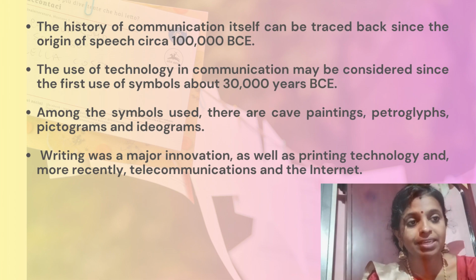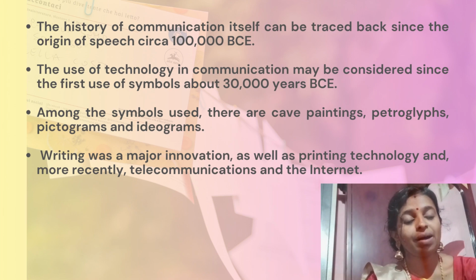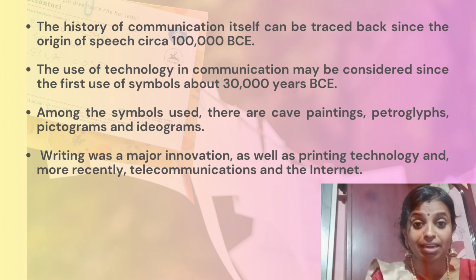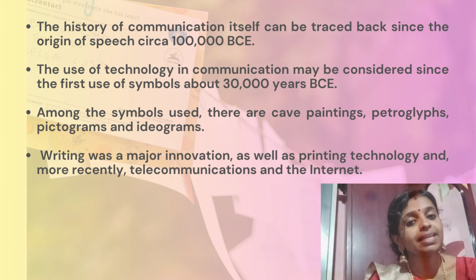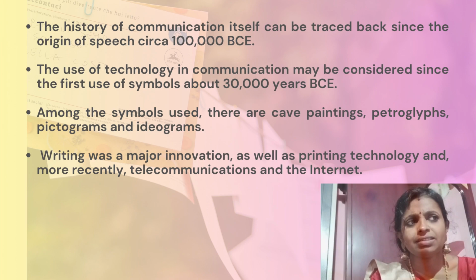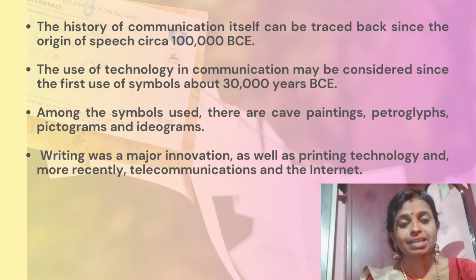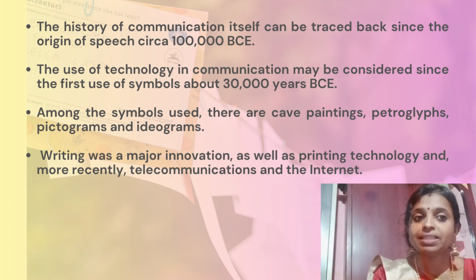The use of technology in communication may be considered to begin with the first use of symbols about 30,000 years BCE. That first technology is the use of symbols. There was no other kind of technology because language was not even invented during that time. So they communicated by using symbols, which may be symbols related to sounds or symbols related to the things they represent. They used symbols from 30,000 BCE onwards. Among the symbols used are cave paintings, petroglyphs, pictograms, and ideograms.